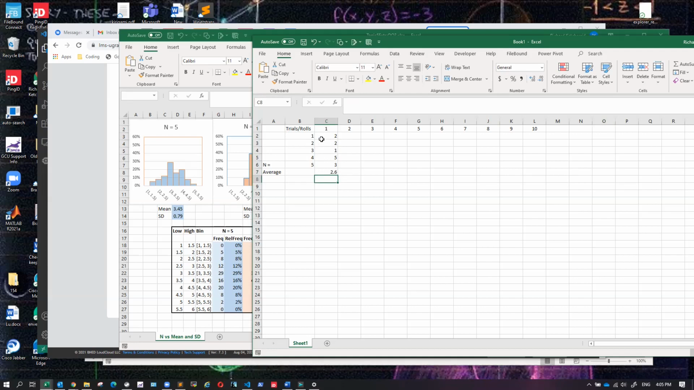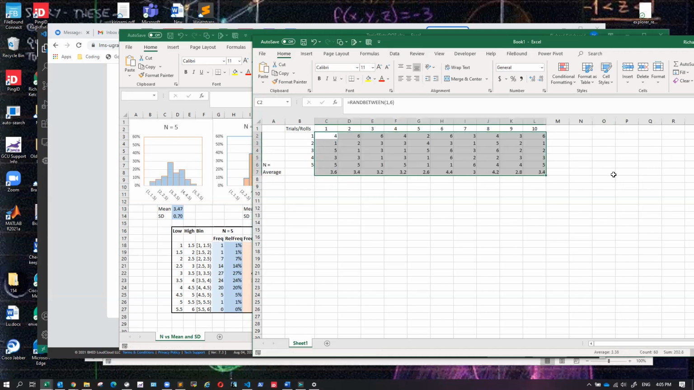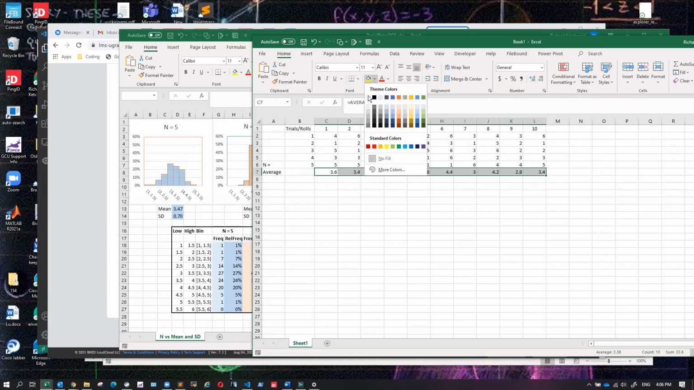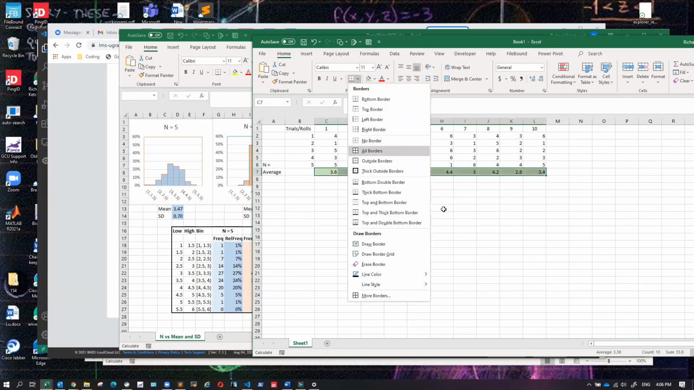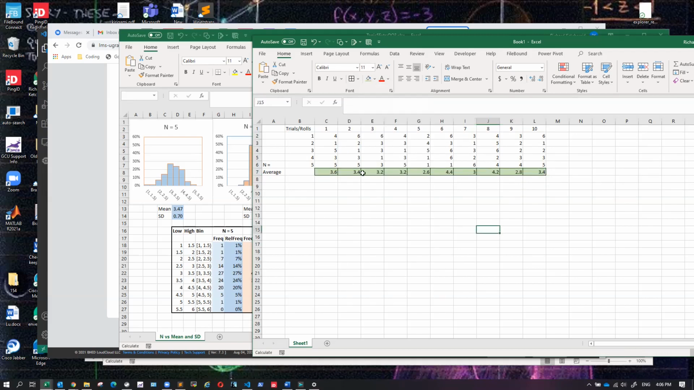Now I want to repeat this 10 times, so I'm going to take that and copy it over 10 times. So these are my rolls. My second trial, I got a 6, a 2, a 1, a 3, a 5, and my average is 3.4. In my third trial, I got these things. You see how that works? And then down here I have the means. Let me color these green. These things down here are the means.